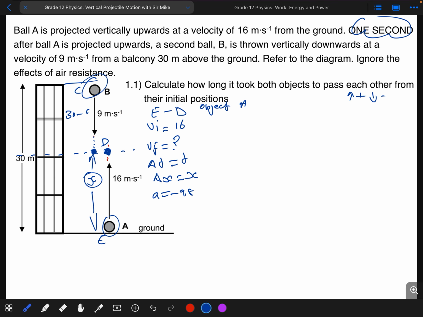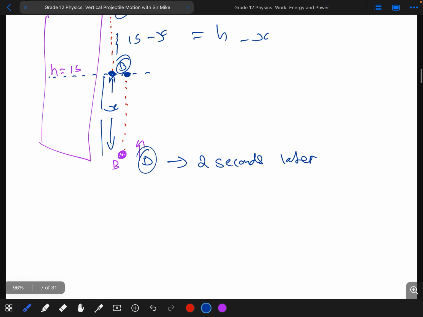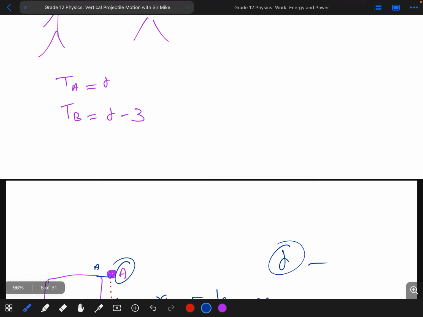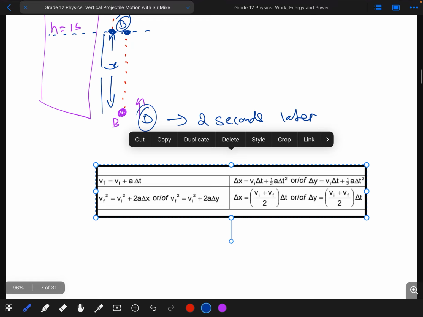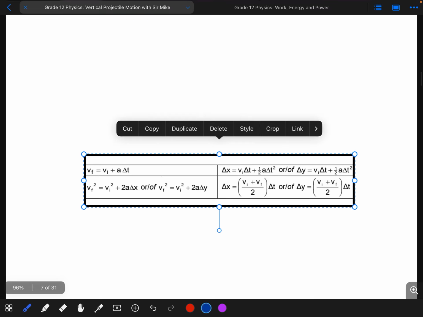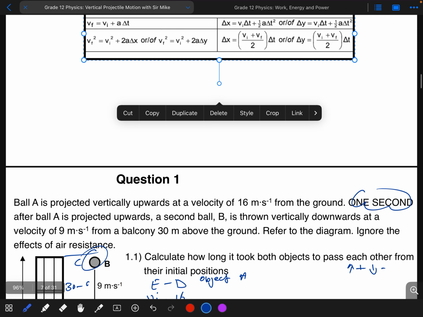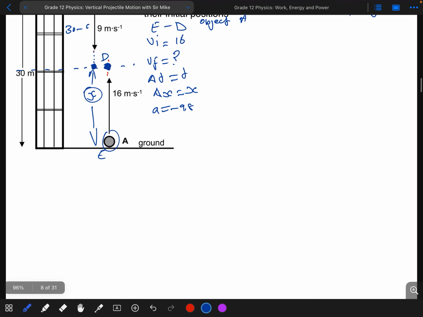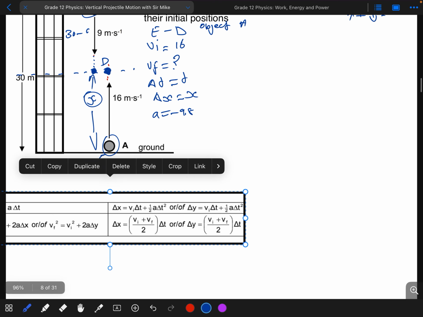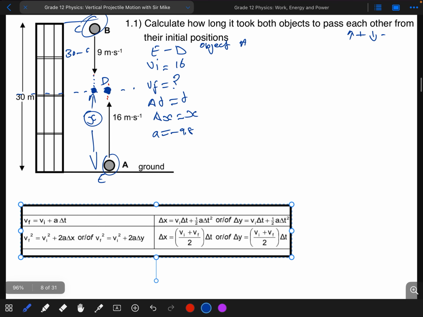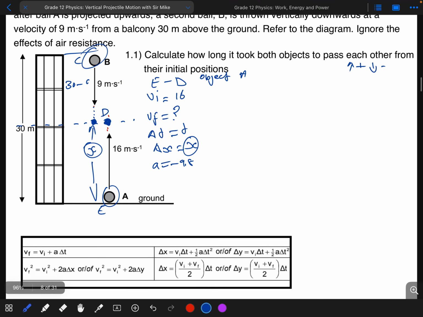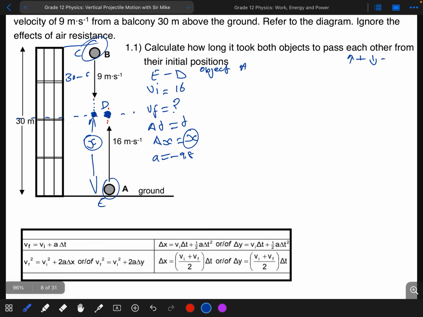Now let me just see if I still have my formula there, thank goodness. Let me cut that again. Remember that now I'm looking for time. What I'm trying to do is create an equation.